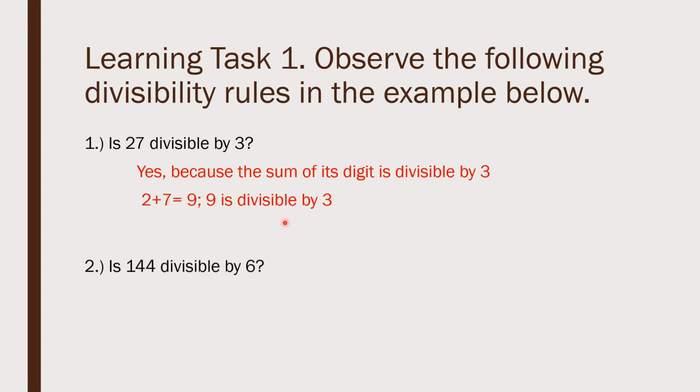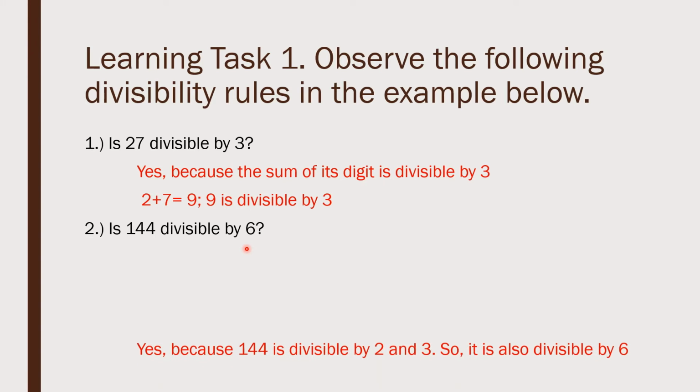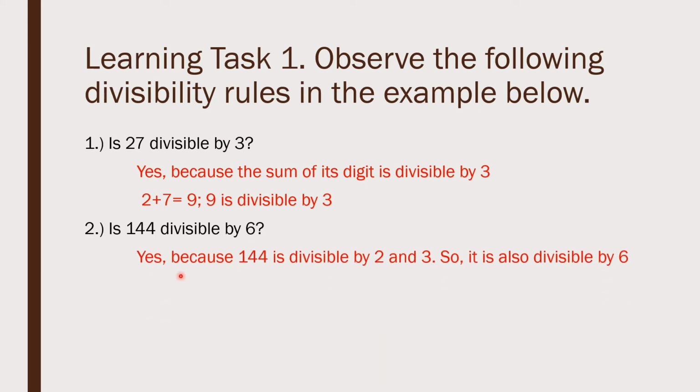Number 2. Is 144 divisible by 6? The correct answer is yes, because 144 is divisible by 2 and 3. So, it is also divisible by 6. We can say that if a number is divisible by both 2 and 3, it is also divisible by 6.